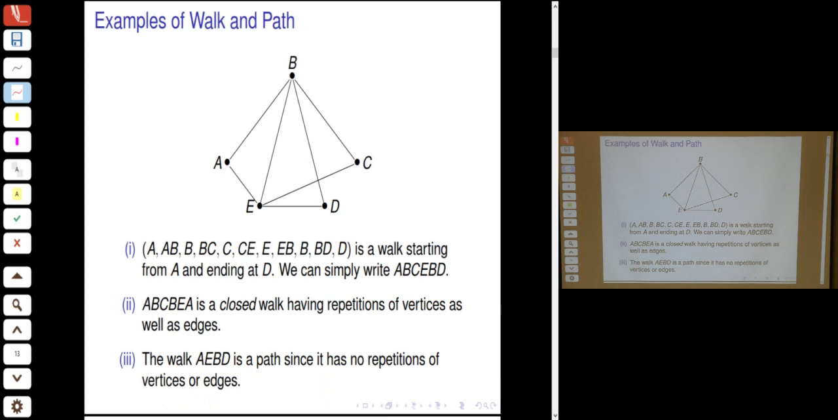So let's take an example. A to B, B to C, C to E, E to B, B to D. You can put arrows in order to say who follows who. So this is simply a walk which starts at A and ends at D.